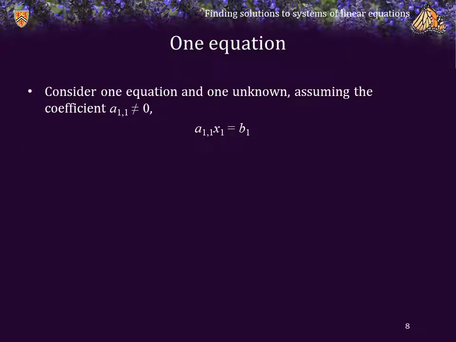Now, consider one equation and one unknown, assuming that that coefficient is not 0. In this case, there is a unique solution which is easy to find.